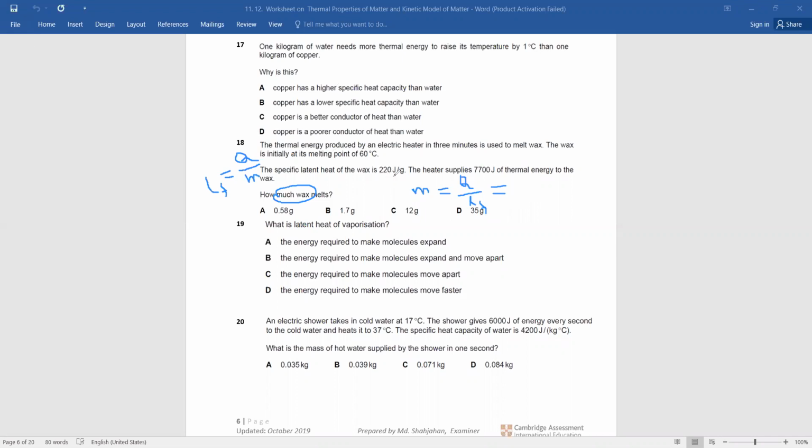Sir, the Q is the temperature change or what, sir? Q is the heat energy needed, the heat energy supplied, heat energy required. Okay, that one is Q.